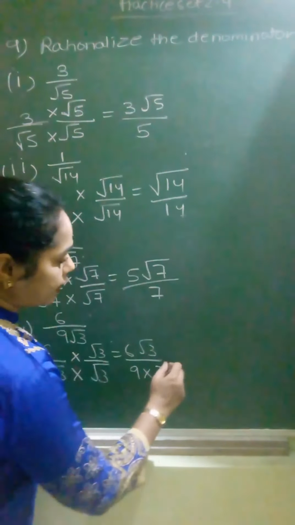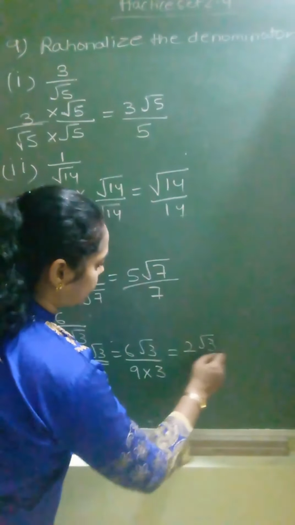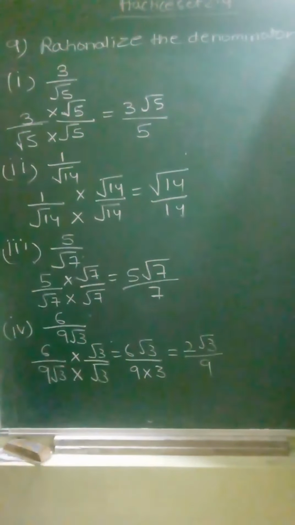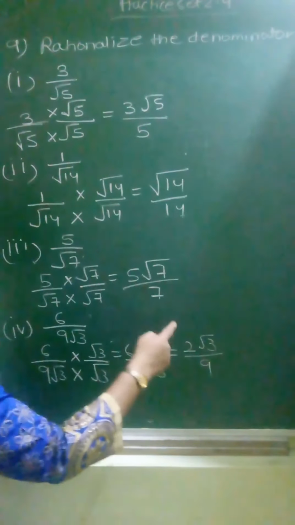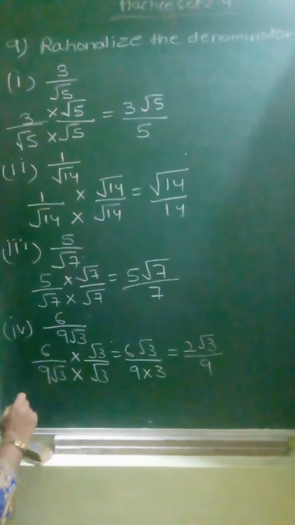Now this is not the final answer. You know that 6 can be divided by 3, isn't it? So we will be getting 2 square root of 3 and 9 in the denominator. So this is the final simplified form of the answer, and here the denominator is a rational number.